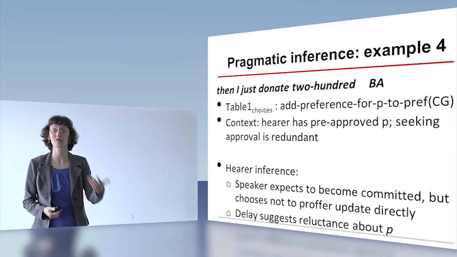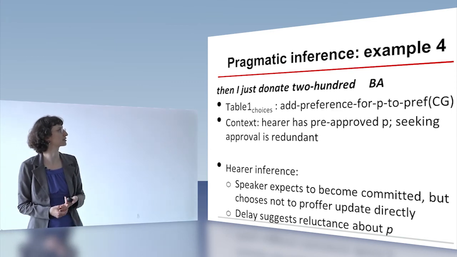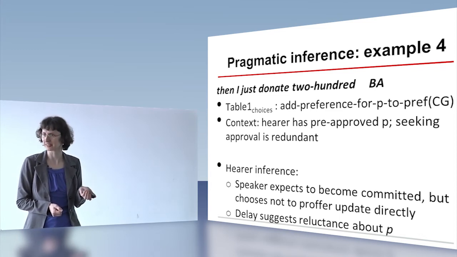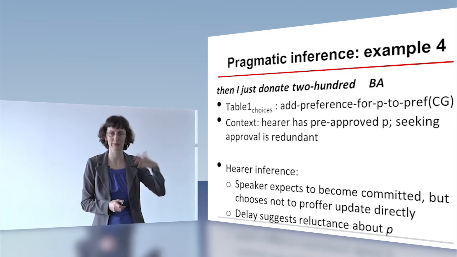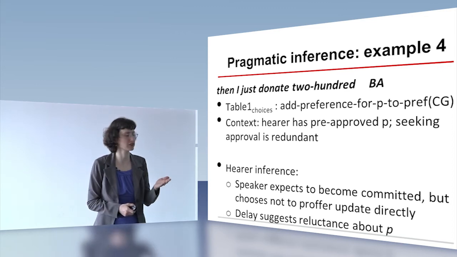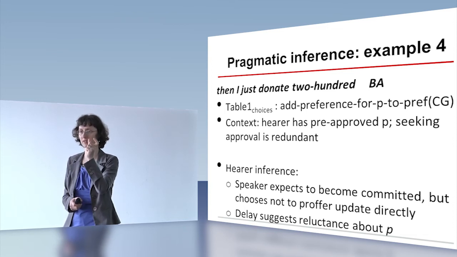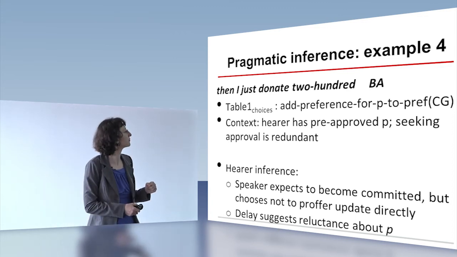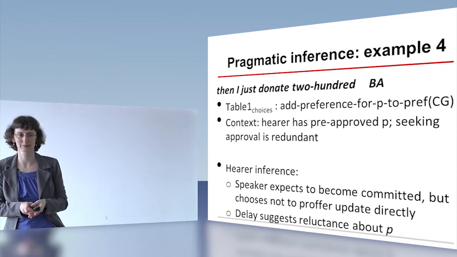Okay, here's a context where we have prior approval. So again, it's a move to table one choices to add preference for donating $200. And the hearer has pre-approved the donating of more money, really. So seeking approval is actually redundant. So the hearer inference is that the speaker expects to become committed. Sorry, that's not because of what table one moves are. It's because there is a single proposition, the at-issue discourse referent proposition that's being proposed as an update. But somehow the speaker chooses not to move it as far along as possible, so that suggests reluctance. I just want to delay committing.